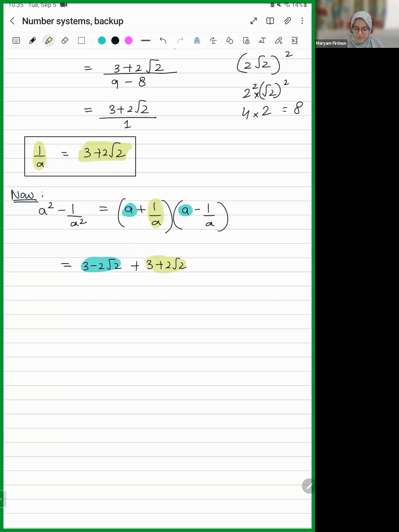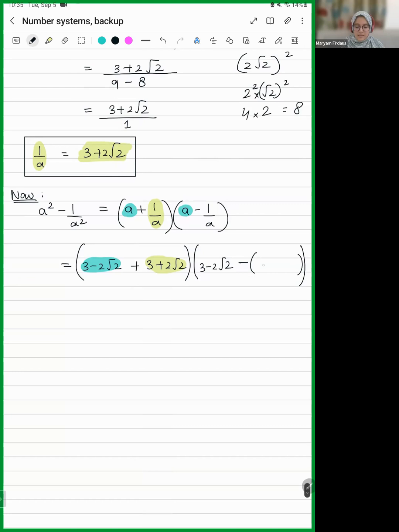Then this is being multiplied with A minus 1 by A. So A is again 3 minus 2 root 2, minus. Now, since there is a minus sign, we will make our 1 by A safe by putting a bracket around it because there's a minus sign outside. So we have to safeguard it against that minus sign. So 3 plus 2 root 2. So this is our 1 by A. Now we just need to simplify.